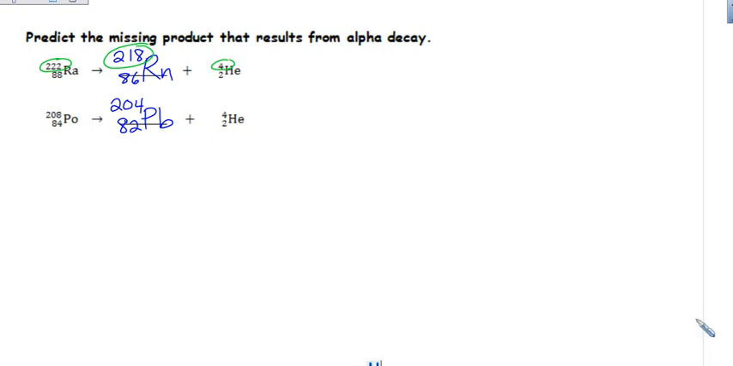The atomic number will go down by 2. The atomic mass will go down by 4. So that if you add the two atomic numbers and the atomic masses on the product side, it should equal the original mass and atomic number on the reactant side.